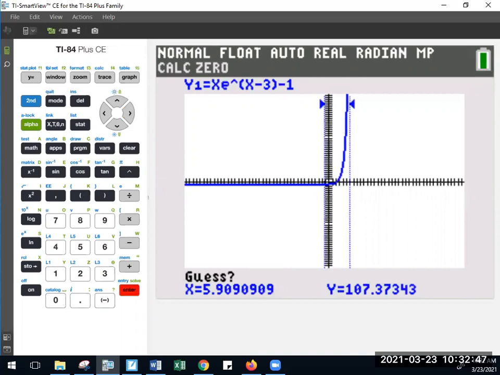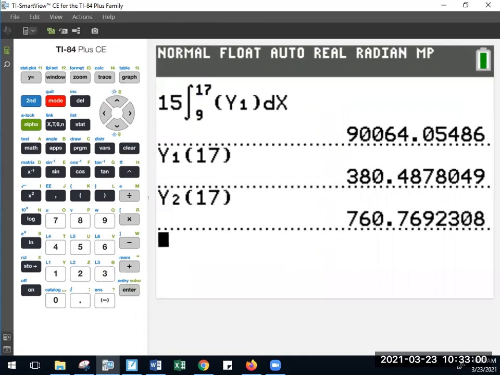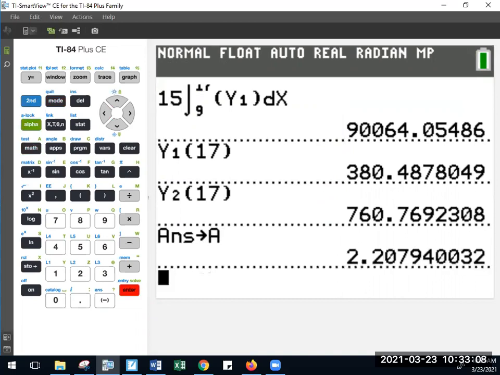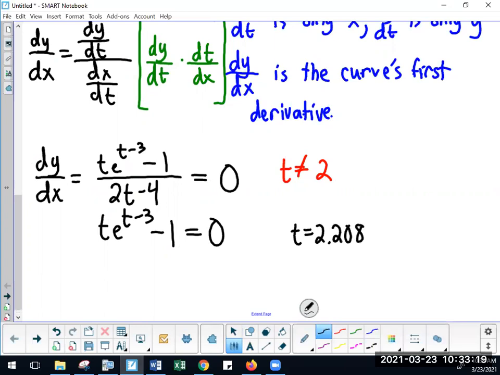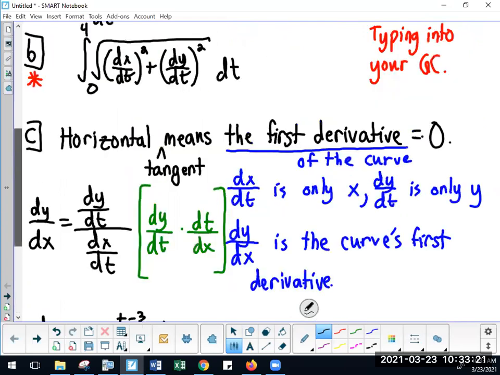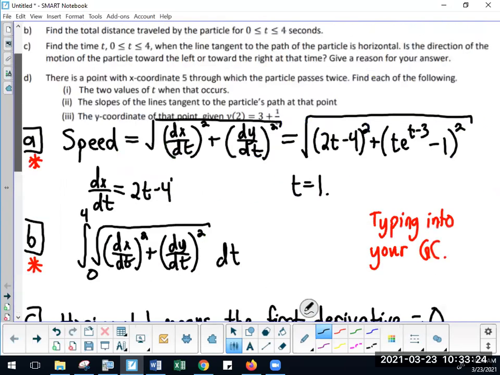That's too far, but no one cares. Right? Nobody cares. 2.208. But remember, we should be in the habit of storing things. 2.208. Why am I storing that? I believe that's because I have not answered the question yet. All I've determined is the value of t on the interval 0, 4 where this happens.